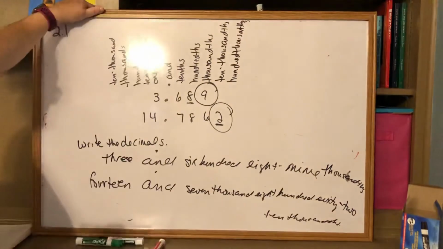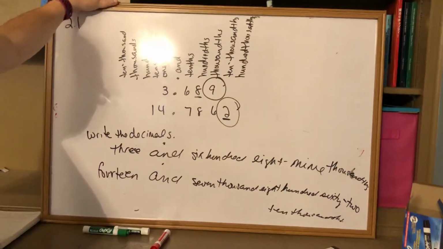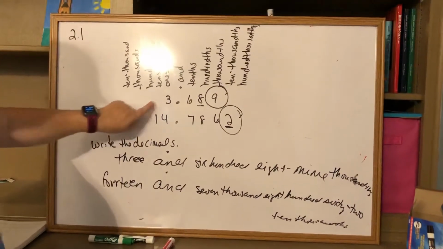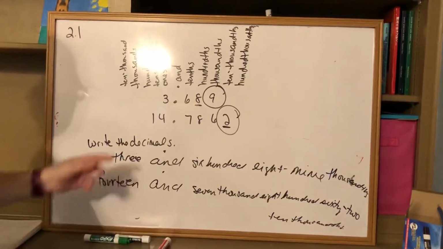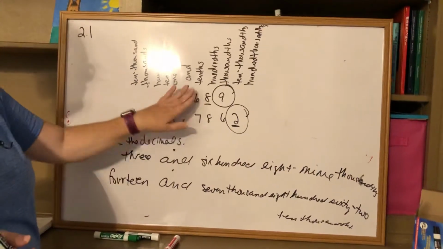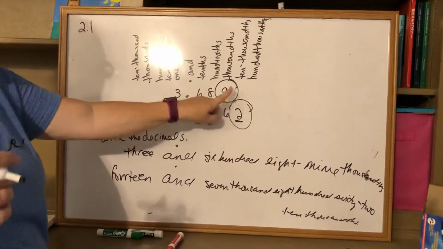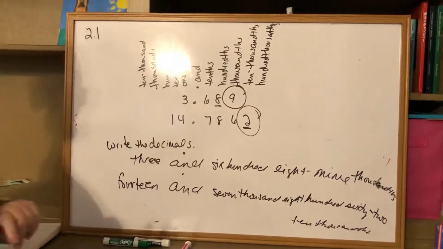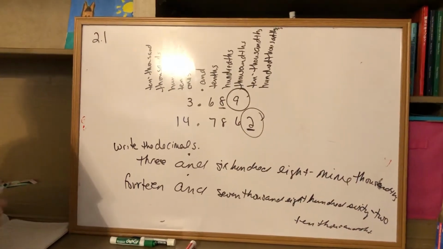Okay, sorry about my little chicken scratch down there. It's getting pretty bad. But that's how we would write them. If you can read them, you can write them with no problem. Remember, we start with the whole number first. Then we write and. We pretend it's a whole number and read it. And follow up with the place value of the last digit. All right, let's see what else we got here.